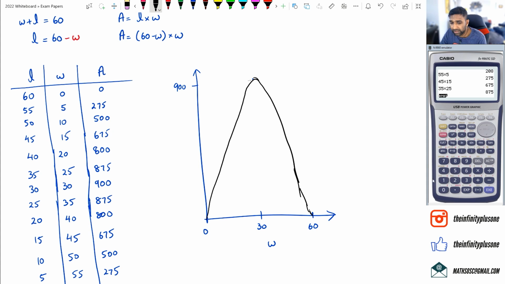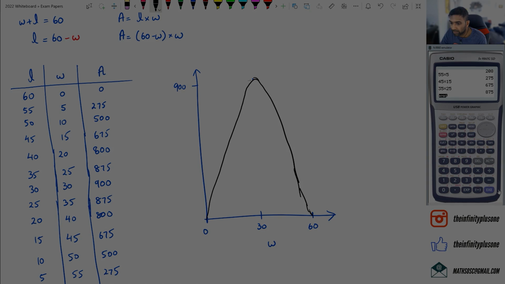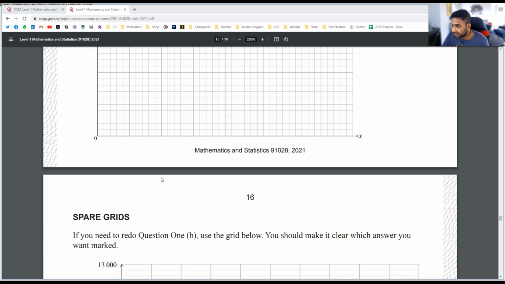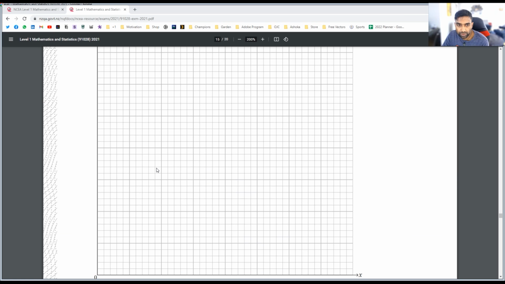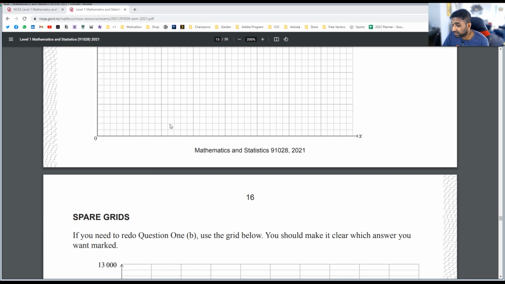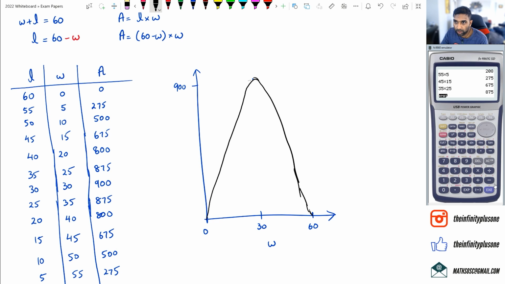Yes, you are given a grid, because in there you're actually given a nice grid for you guys to kind of work out. So put your x values, put your y values, and remember, you can actually get the points from the table and plot it along and then join it.